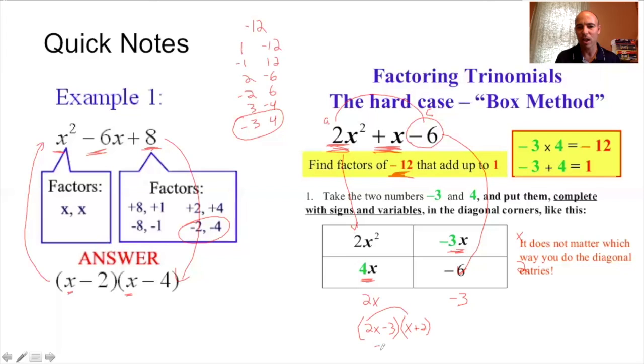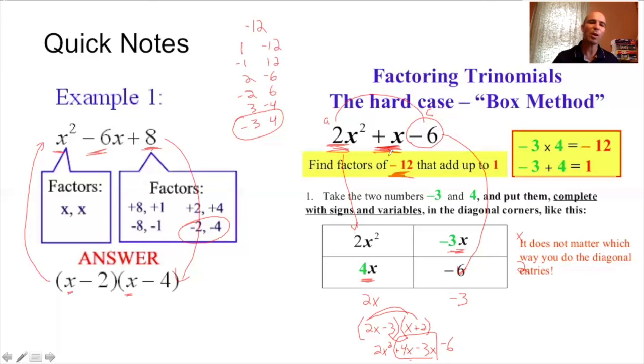So I've got 2x squared when I multiply those first terms. I've got plus 4x as I multiply the outside terms, minus 3x as I multiply the inside terms, then finally minus 6 as I multiply those last terms. And yes, those two middle terms here will combine to get you that plus 1x that you were looking for.